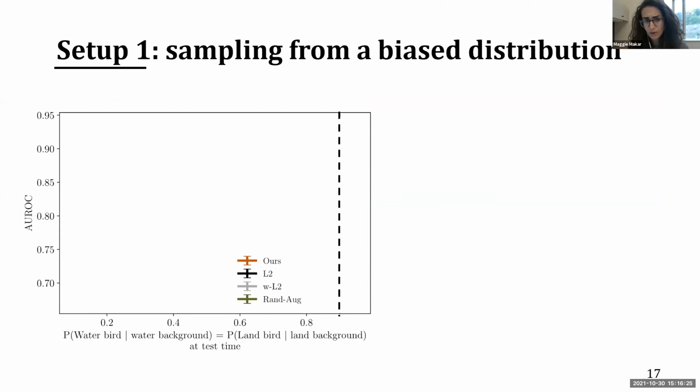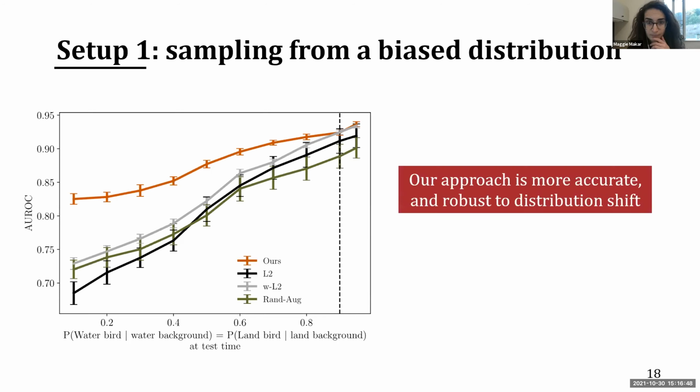We will compare our model to a bunch of different models. This one just does weight decay or L2 regularization. This is a weighted version of L2 regularized models, which uses the same weights we use, but it does not have the MMB penalty. And then the final model, this random augmentation model, uses transformations such as random crops, rotations, and brightness to augment the data at training time. And we see that our approach gives a better AURC at every target or test distribution.